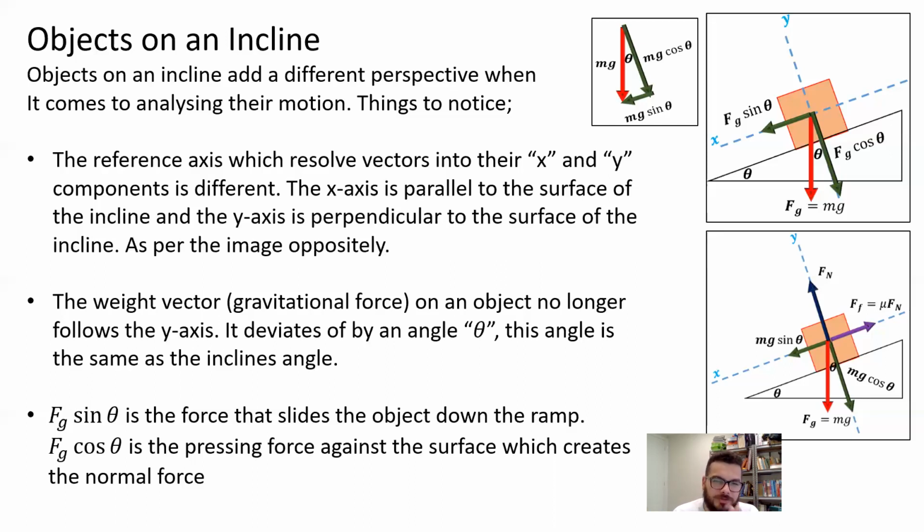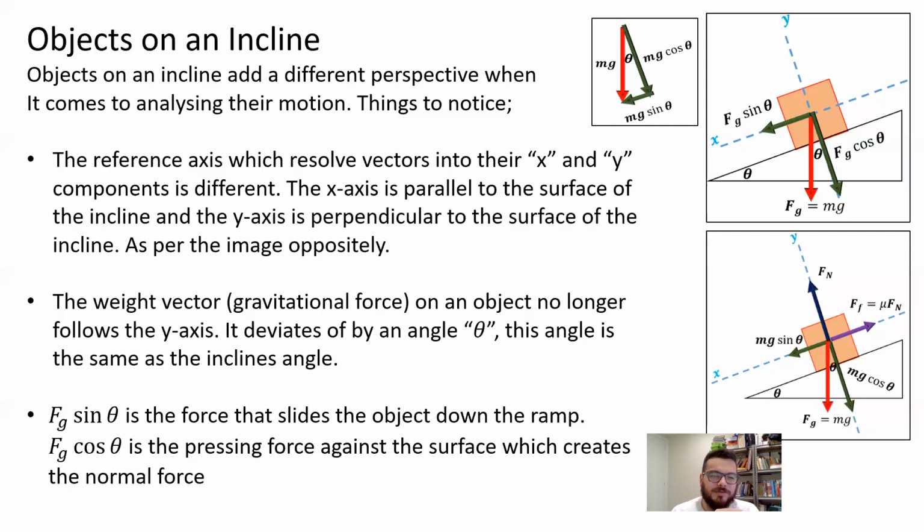There are interesting repercussions for this. Because that weight vector no longer falls in the axis and deviates by an angle, it can be broken up into components, and those components have important implications for these problems. You get two components which are formed. Obviously, you get your x and your y.